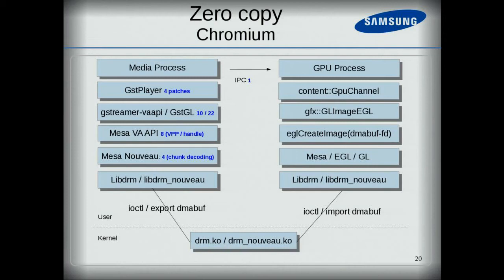So now in Chromium. On the left, you have a media process. We use GstPlayer. Imagine at some point you get a stream with, for example, H.264. It will use GstVAPI decode, and it will call the function to export to a DMA buffer. So we go all the way down until we make the ioctl call to talk to the kernel and to export your DMA buffer.